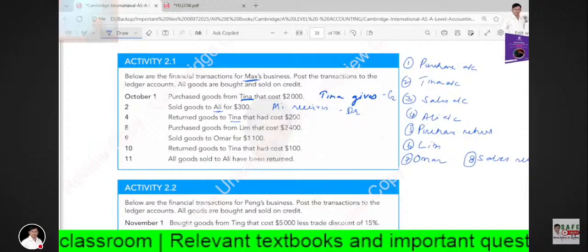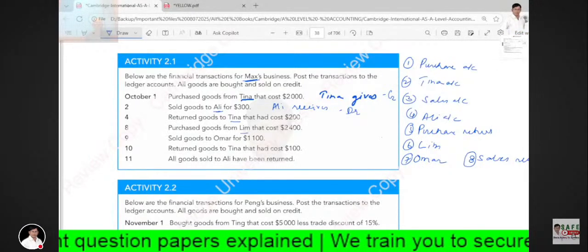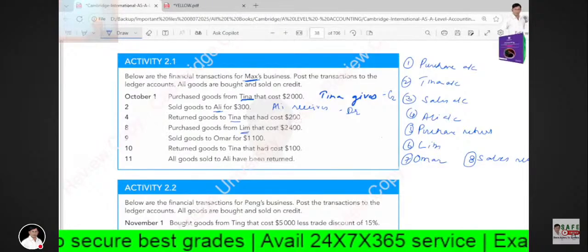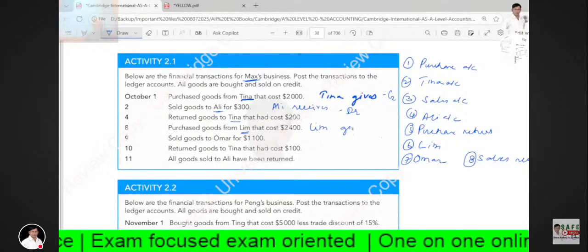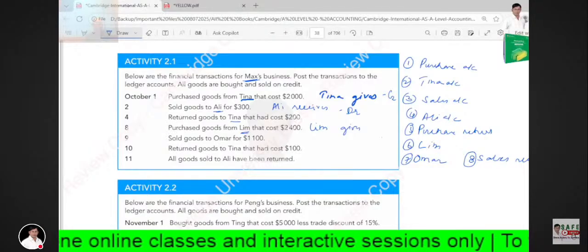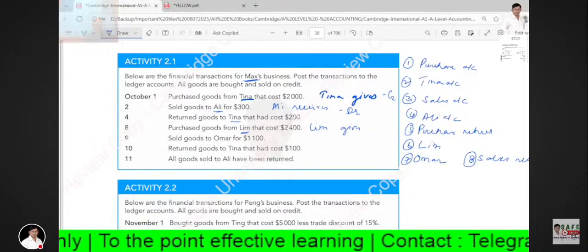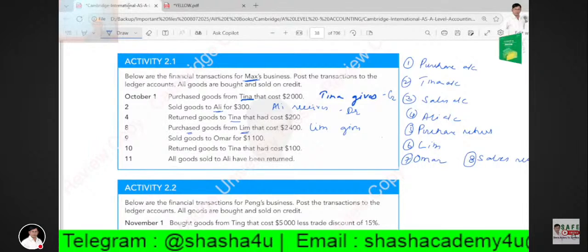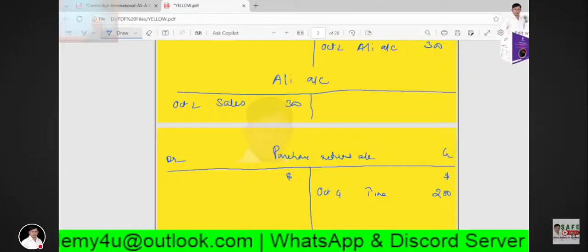Purchase goods from Lim that cost 2400. Lim is another person. So again, what is Lim doing? When we purchase from Lim, obviously Lim gives. That's why we have to credit Lim. And purchases is an expense, so we have to debit purchases. Purchases account is already there, so we have to just write there 2400.